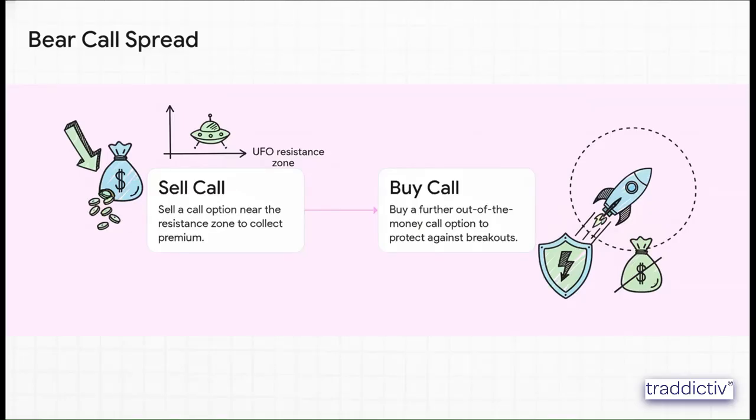But selling options naked can be incredibly risky if the market suddenly rockets higher. So step 2, you buy another call option further away from the current price to act as your insurance policy. By selling one option to collect a credit and buying another further out for protection, you've constructed a bear call spread, and you know your absolute maximum loss from the very start.